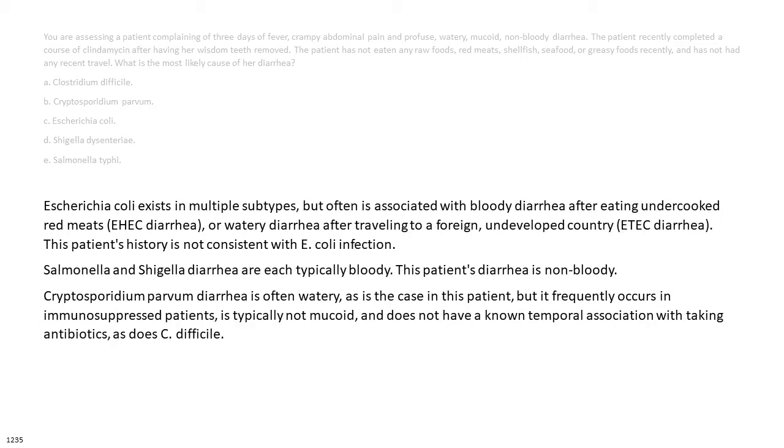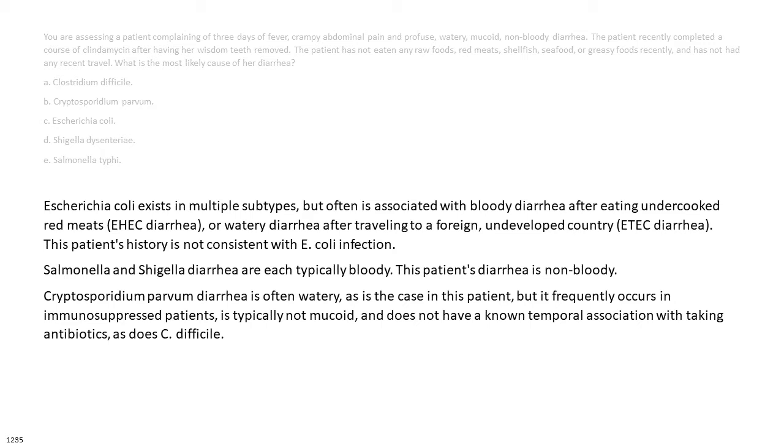Escherichia coli exists in multiple subtypes, but often is associated with bloody diarrhea after eating undercooked red meats, EHEC diarrhea, or watery diarrhea after traveling to a foreign, undeveloped country, ETEC diarrhea. This patient's history is not consistent with E. coli infection. Salmonella and Shigella diarrhea are each typically bloody.